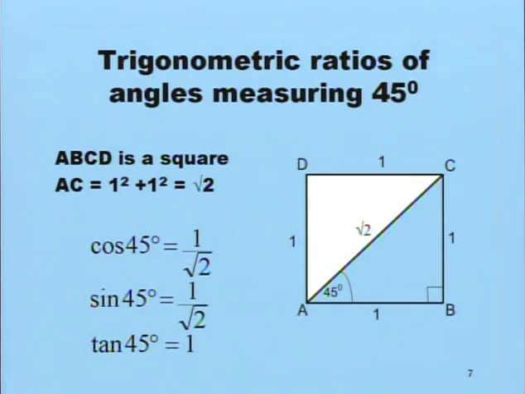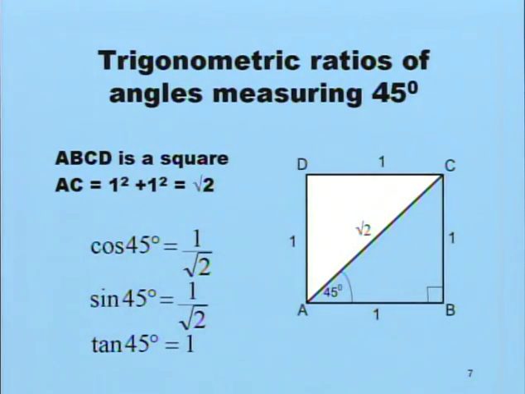Trigonometric ratios of angles measuring 45 degrees. ABCD is a square. The length of the sides of the square is 1 unit. AC squared is equal to 1 squared plus 1 squared. So AC squared is equal to 1 plus 1, which is 2. AC is equal to the square root of 2.